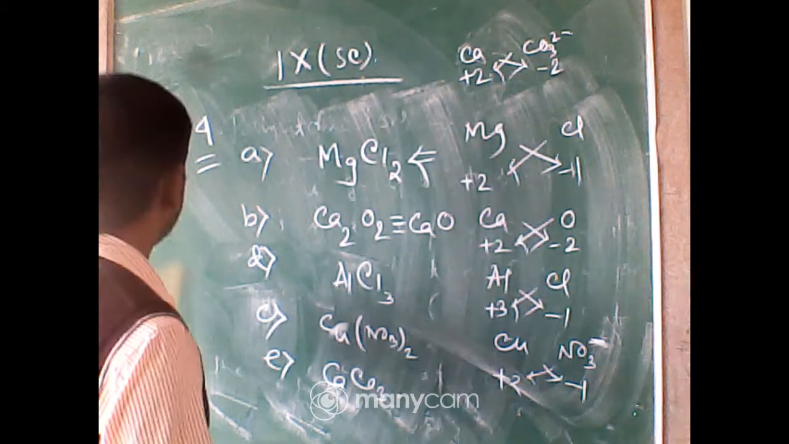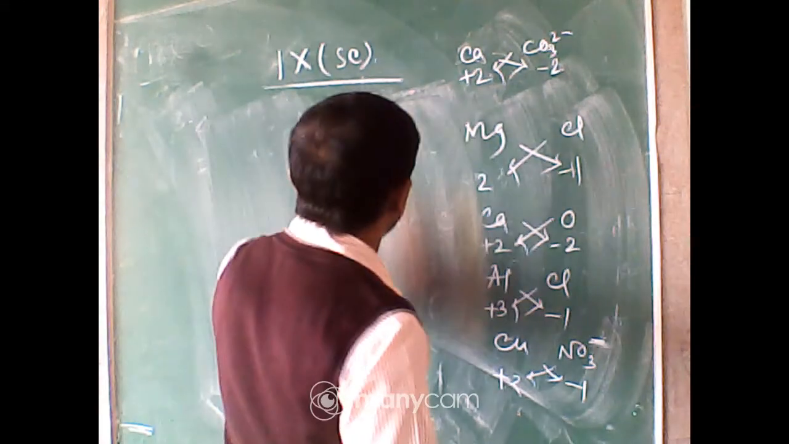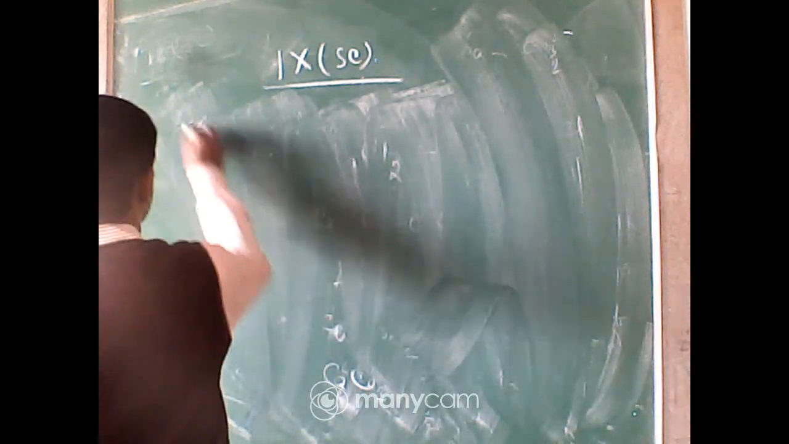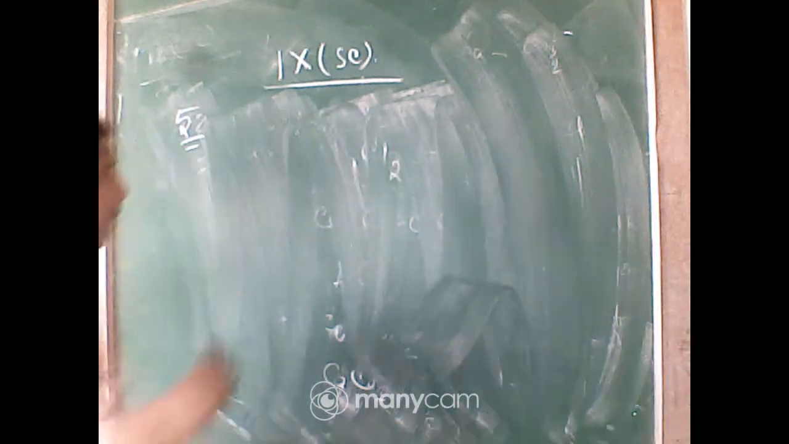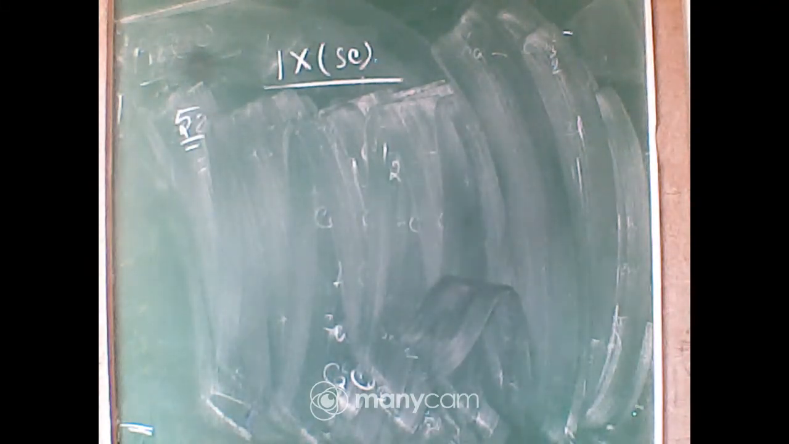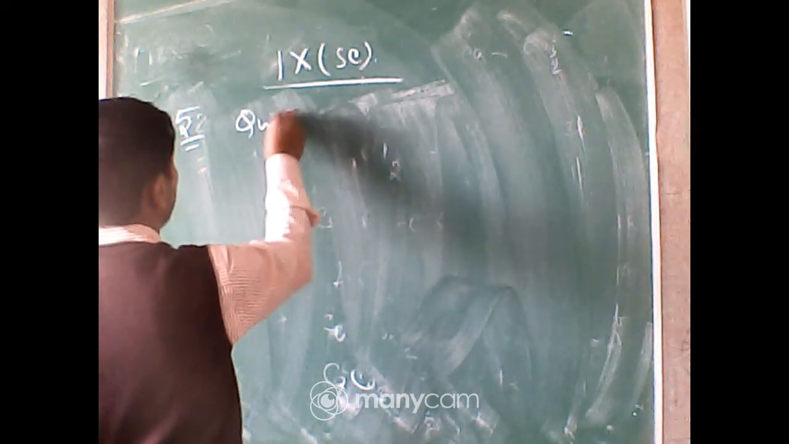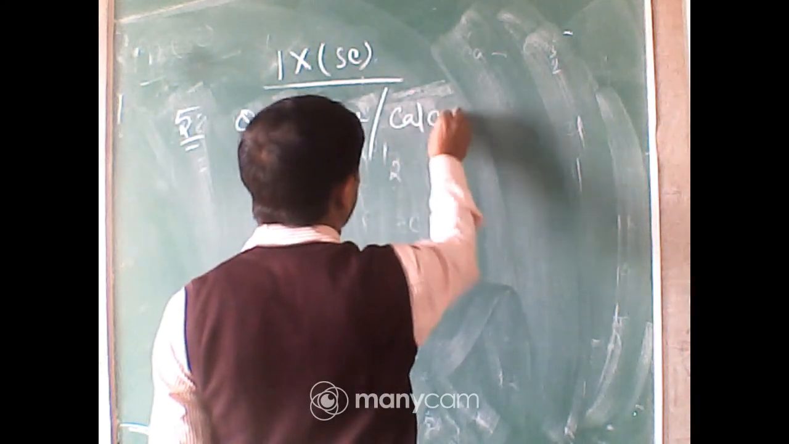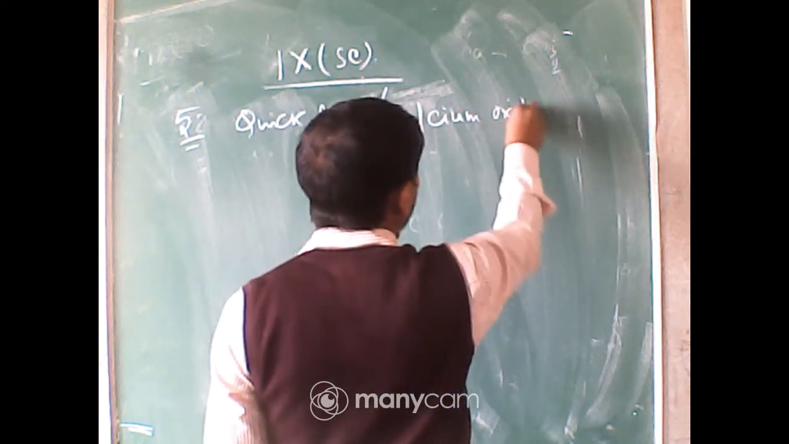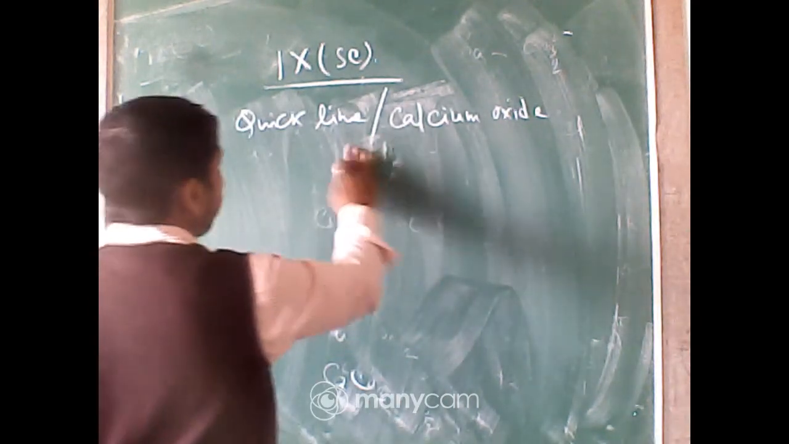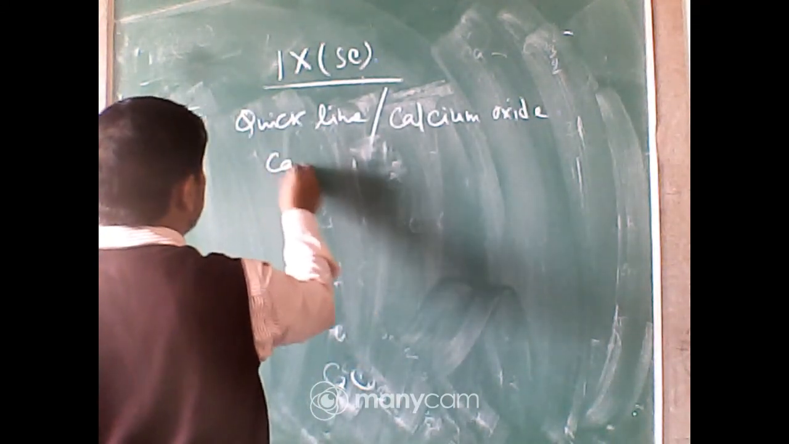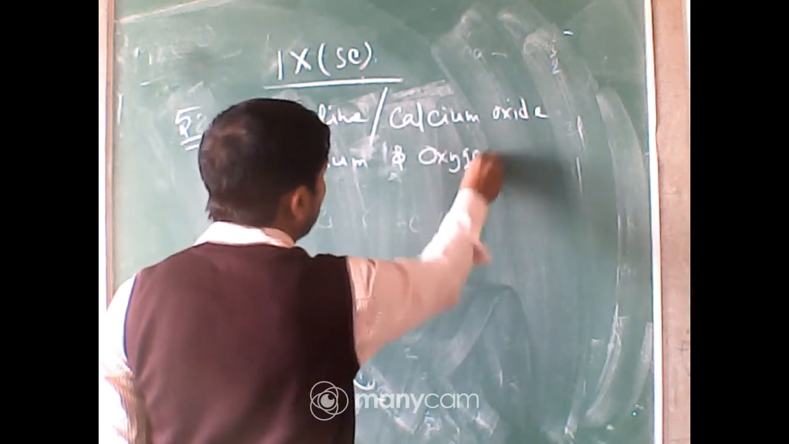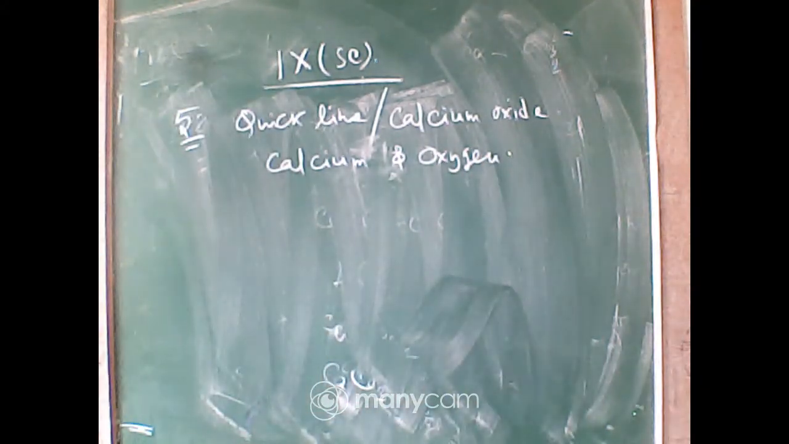Okay. Next, move to question number 5. Question number 5, first one is quicklime. It is the nickname. Another name is calcium oxide. Now you can carefully find out the composition: calcium and oxygen.